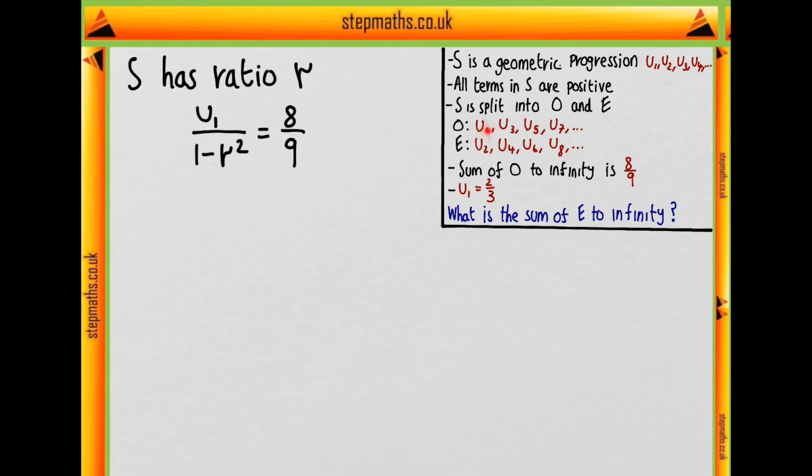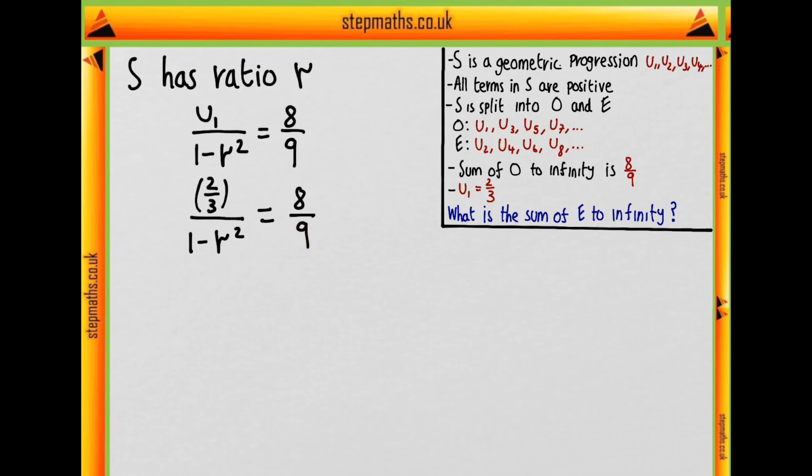Well, O goes up in multiples of 2, right? Not multiples of 2, but the terms go up in steps of 2. So we go U1, U3, U5. To get from U1 to U3, we take U1, times by R to get to U2, and then times by R again to get to U3. And so the ratio isn't R between terms, it's R squared. And so we get U1 over 1 minus R squared is equal to the sum to infinity, which is 8 over 9. But we know U1, which is nice, 2/3. So now 2/3 over 1 minus R squared is 8 over 9.